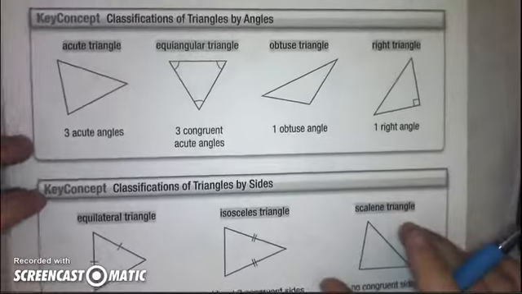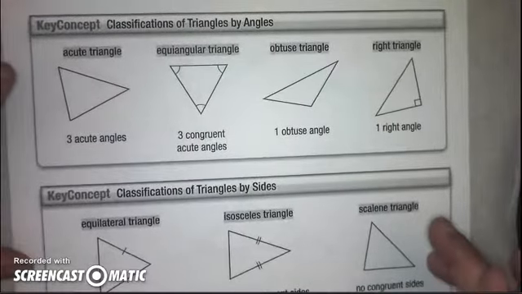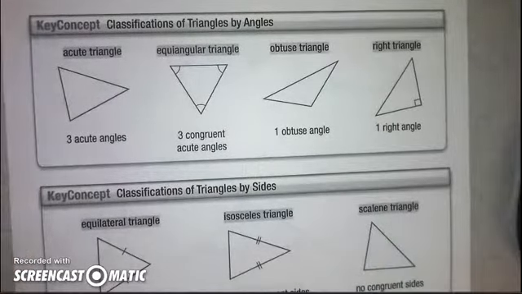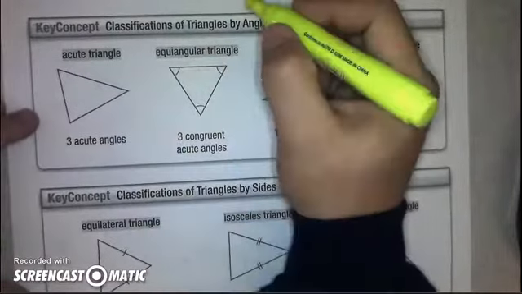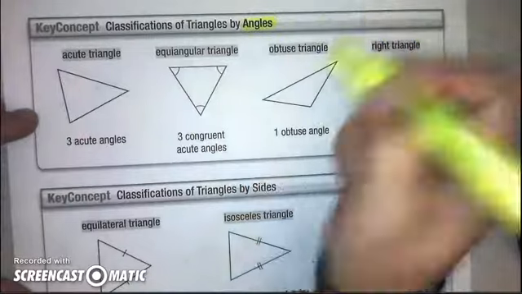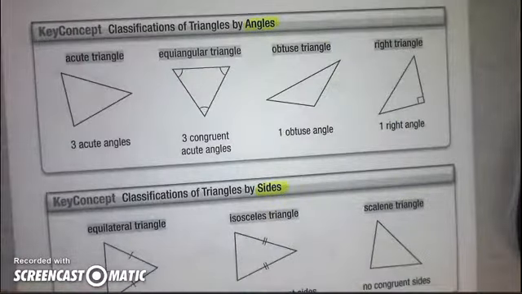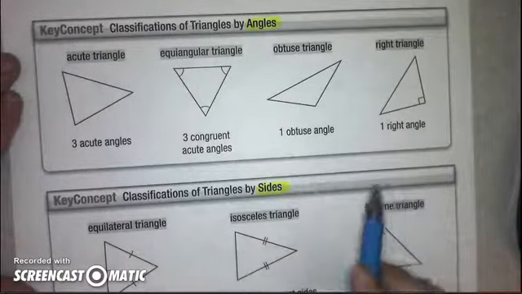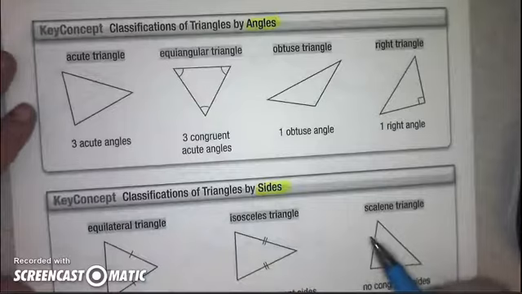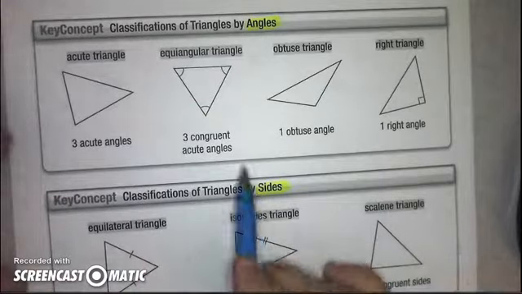And so let's break down the two types of classifications. Triangles can either be classified by their angles or by their sides. It's possible and entirely likely that we will have triangles that have two classifications. Every triangle can in fact have two classifications. So first let's talk about angle classifications.